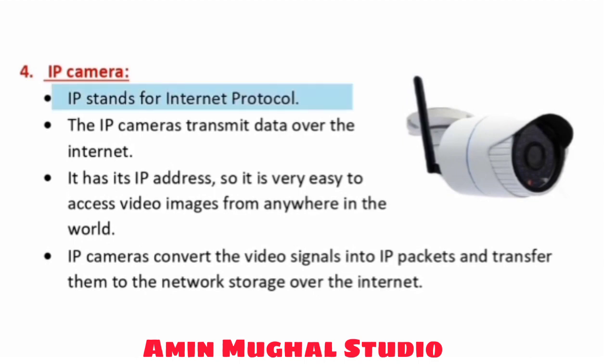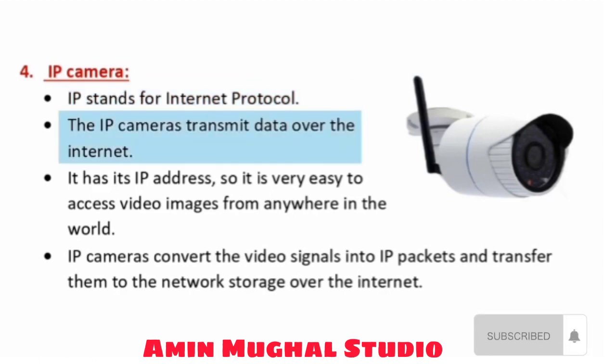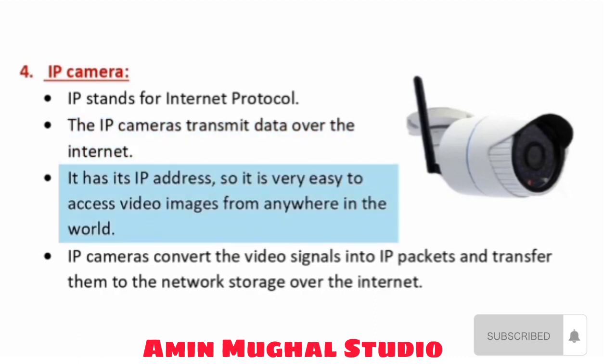Then after this we have the network IP camera. This is an internet protocol camera, commonly referred to as an IP camera. Usually IP cameras receive and send data to or from a remote location over the internet. Thus it requires only a network connection to transmit data without connecting any transmission cable. Okay, it requires only the internet connection. Then this IP camera has its own IP address. Therefore you can access the video images easily from anywhere in the world.